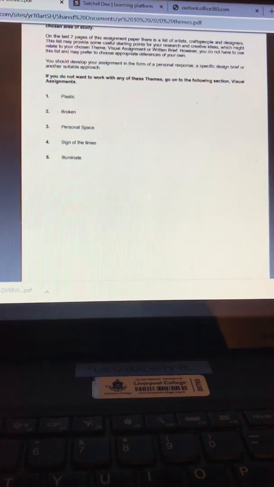Have a read through this. You only have to choose one and think very carefully, because this is going to be the main focus for your coursework project. And we'll be beginning our practical work on this very soon.